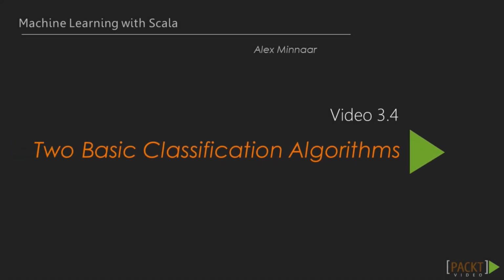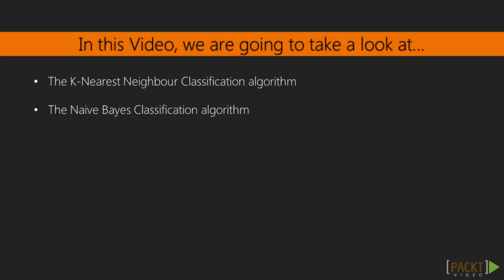In the last couple of videos, we looked at regression algorithms. In this video, we are going to focus on the other supervised learning subproblem, classification. As a reminder, classification is the special case of the supervised learning problem where the target variable can take values from a set of discrete classes. Specifically, in this video, we are going to look at 2 basic classification algorithms, k-nearest neighbors and naive Bayes.